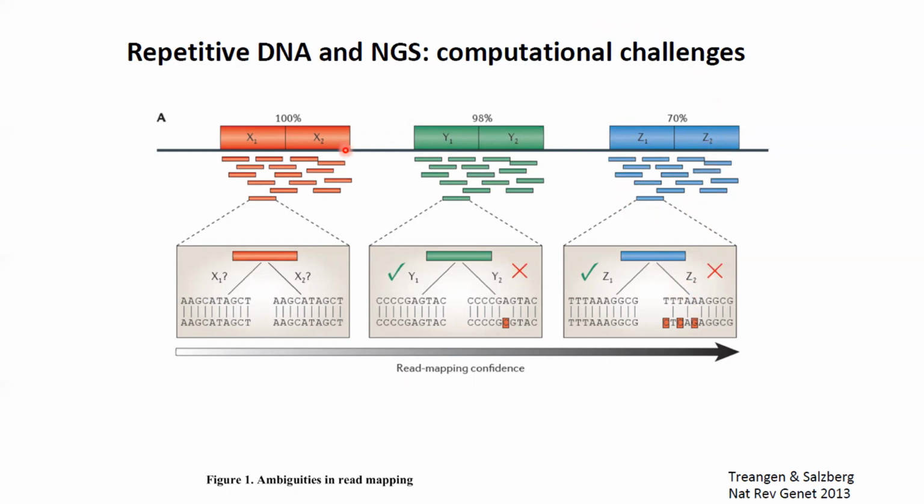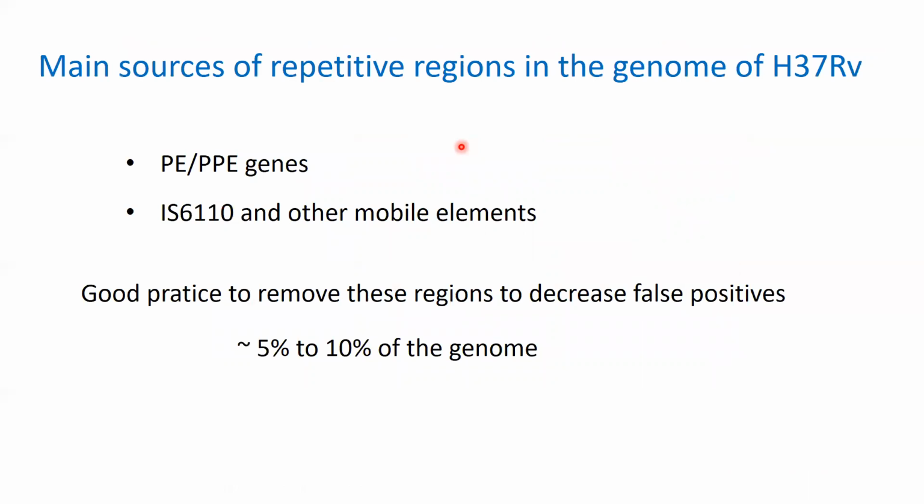So repetitive regions fall into this scenario of red and green genes, which I'm showing you here. And that means that if we sequence those regions with short Illumina reads, sometimes it's impossible to know the exact location of each read in the genome. So what we very often do is exclude those genes and positions from the analysis.